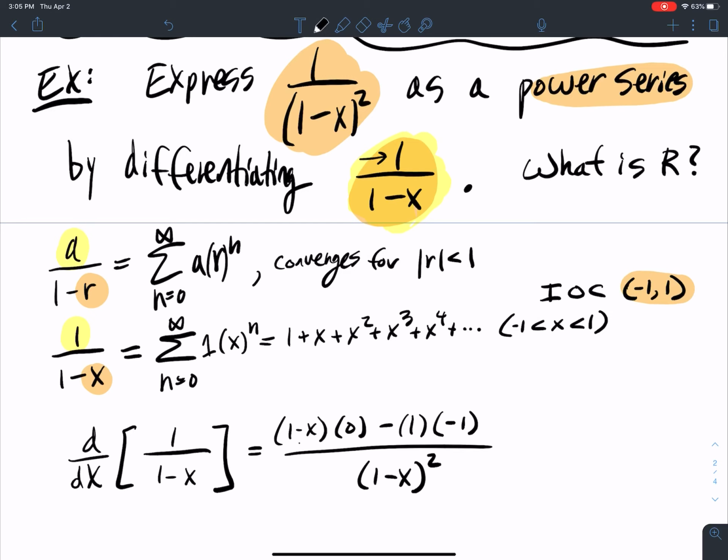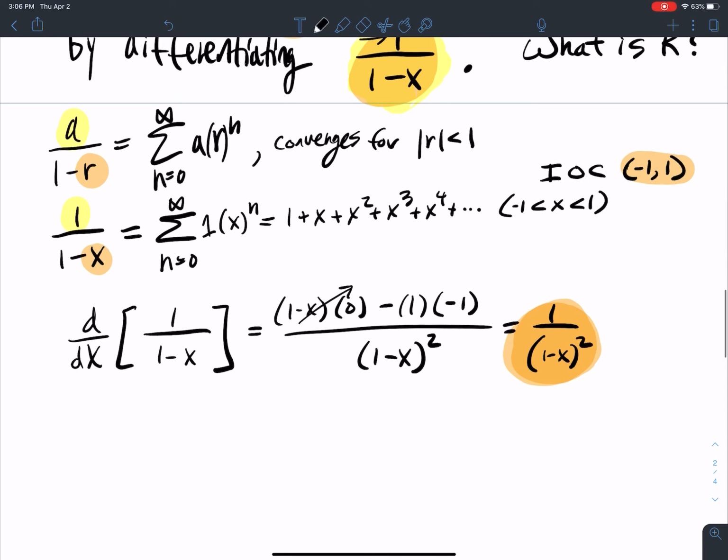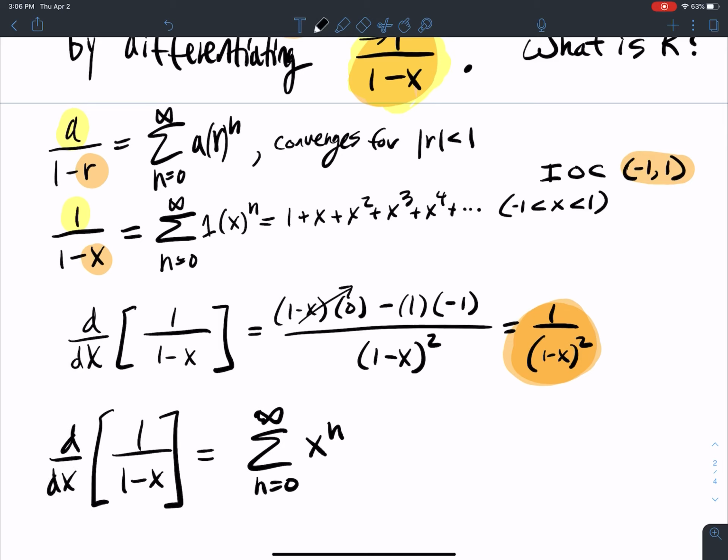Okay, so that goes to 0. This is 1 over (1 minus x) all squared. Does that look familiar? That's exactly what I want here. So all it amounts to doing, since I know that 1 over (1 minus x) is equal to the sum from 0 to infinity of x to the n, then if I take the derivative of the left side, I need to take the derivative of the right side.